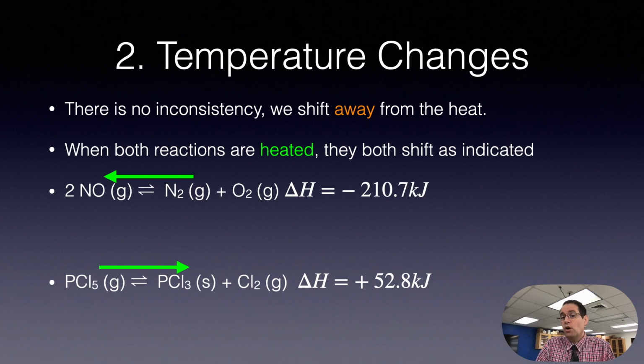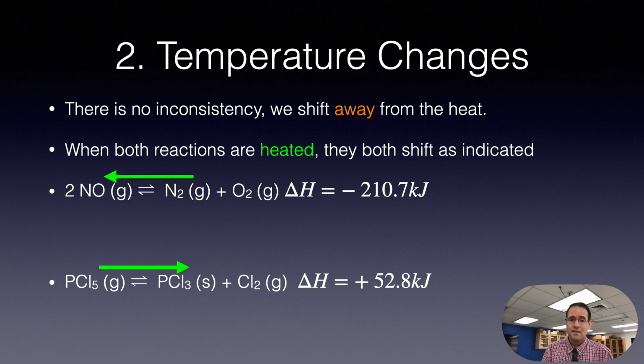We always shift away from the heat. So when both of these reactions are heated, the top reaction shifts to the left, the bottom reaction shifts to the right. You might be thinking, wait a minute, shouldn't they all shift the same way? Well, no, because for an exothermic reaction, heat's on one side of the equation, and for an endothermic reaction, heat's on the other side of the equation.